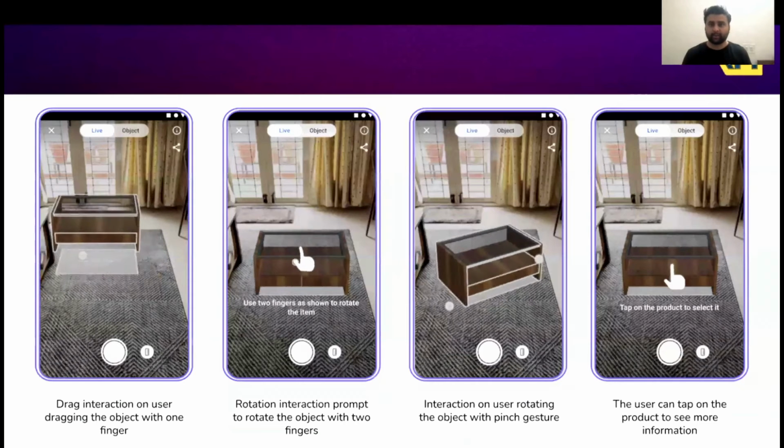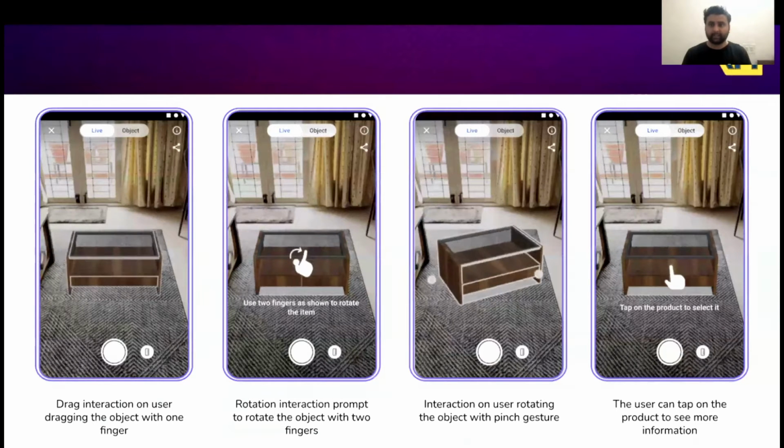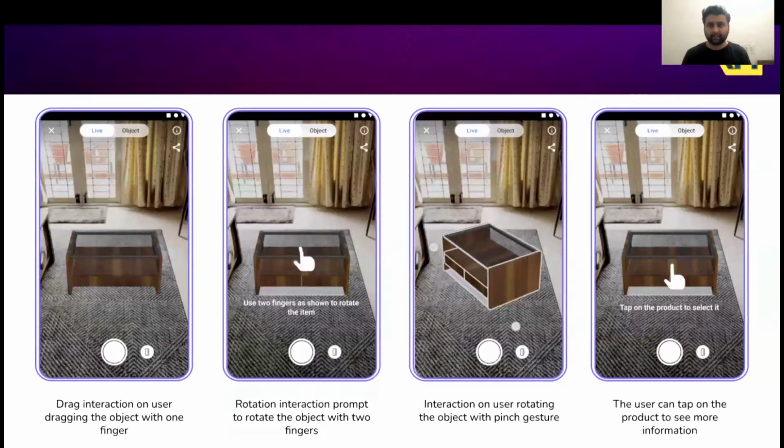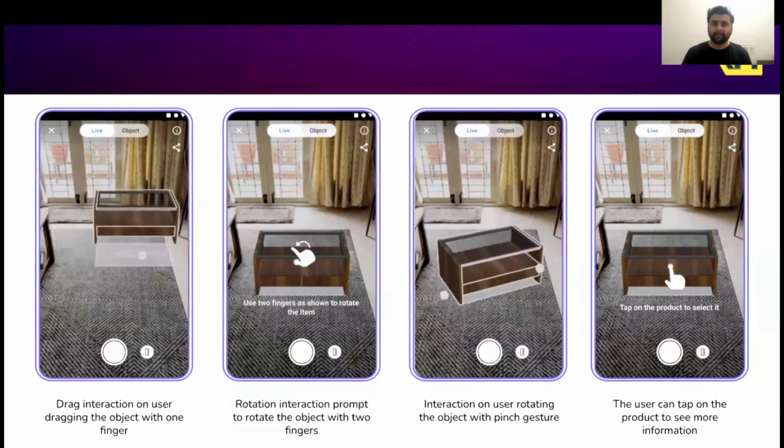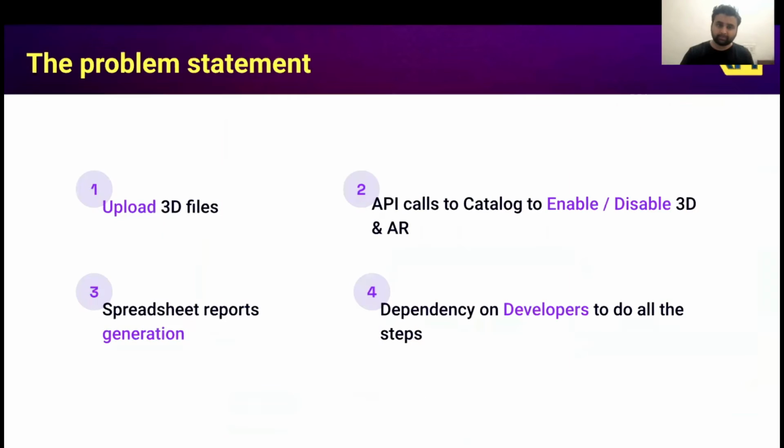He can interact with the product. He can place it, he can change the angle, he can view it from certain angles. This is something that we have enabled. So how do we enable this? There is a lot of background process that goes behind enabling this particular feature. Mainly, it boils down to these four things.